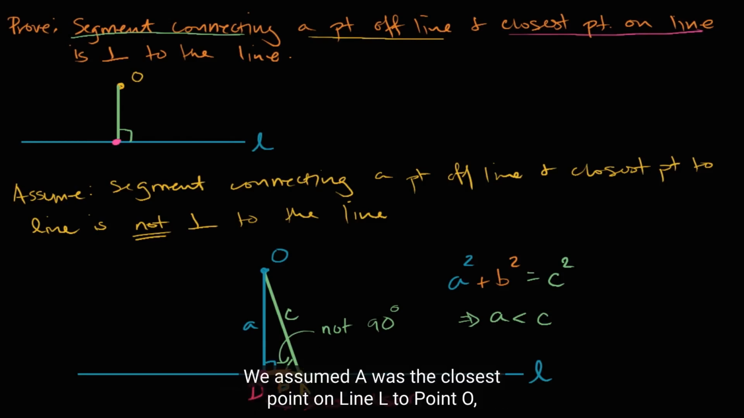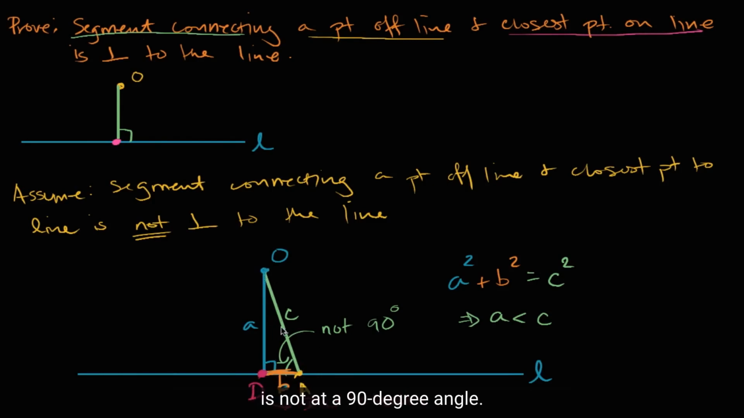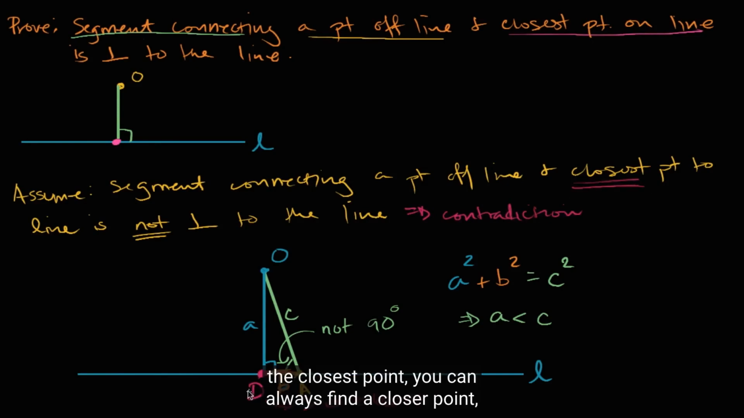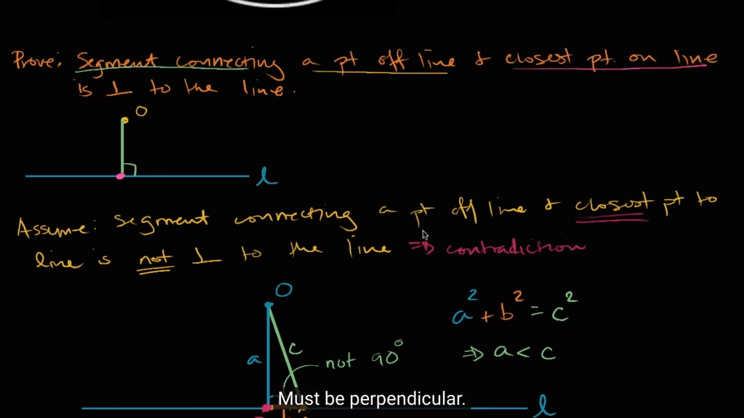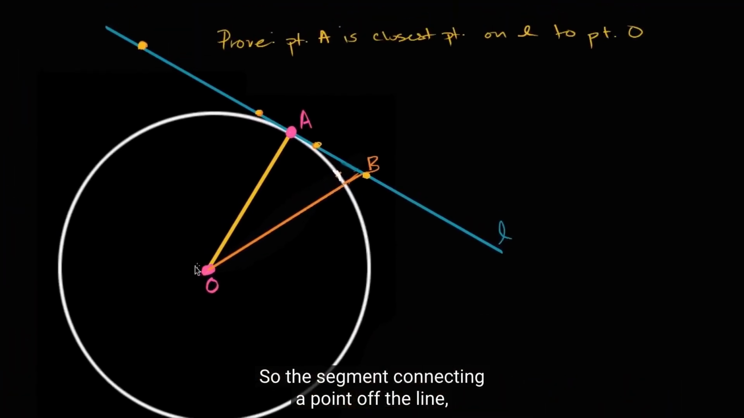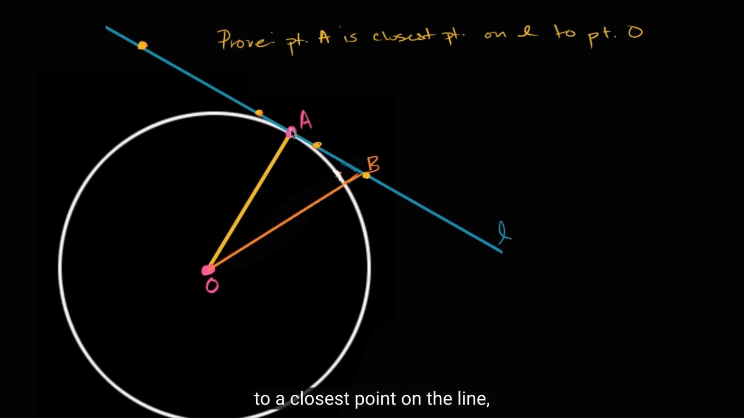We assumed A was the closest point on line L to point O, but we assumed that the segment connecting them is not at a 90-degree angle. If it's not at a 90-degree angle, then we can drop a perpendicular and find a closer point, which is a contradiction to the fact that A was supposed to be the closest point. So this leads to a contradiction, because you can always find a closer point. So therefore, the segment connecting a point off the line to the closest point on the line must be perpendicular.